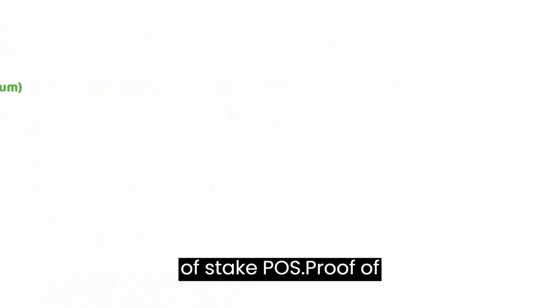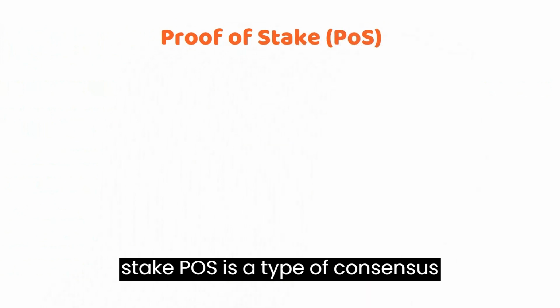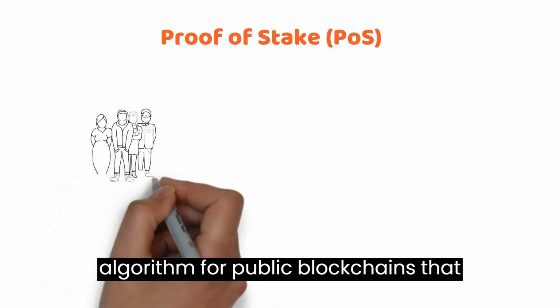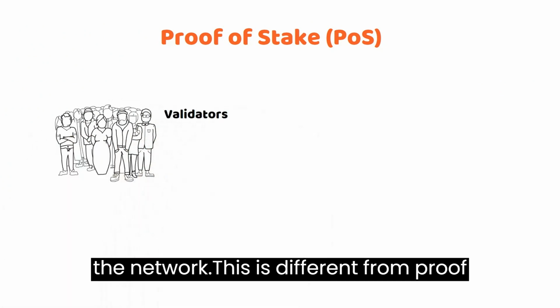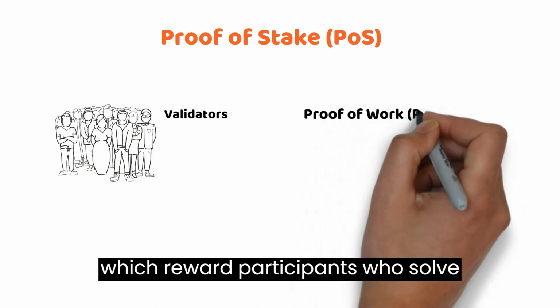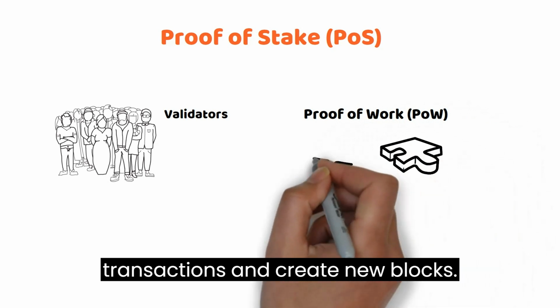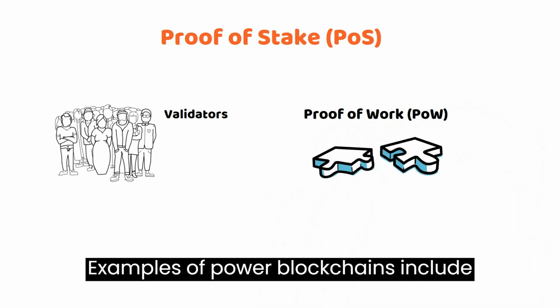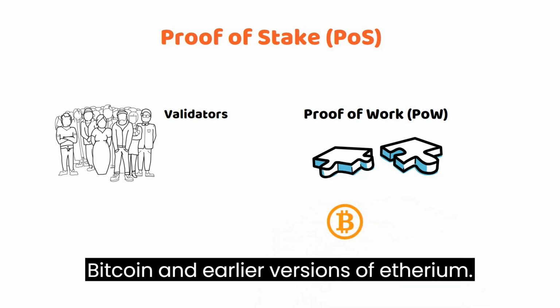Proof of Stake, PoS. Proof of Stake, PoS, is a type of consensus algorithm for public blockchains that relies on validators' economic stake in the network. This is different from Proof of Work, PoW-based public blockchains, which reward participants who solve cryptographic puzzles to validate transactions and create new blocks. Examples of PoW blockchains include Bitcoin and earlier versions of Ethereum.